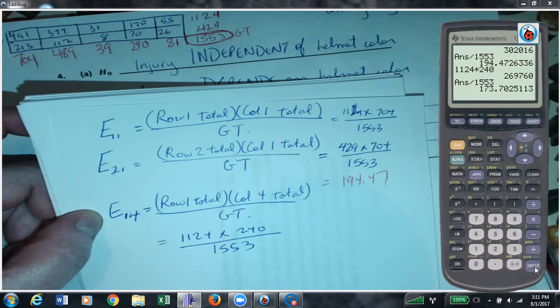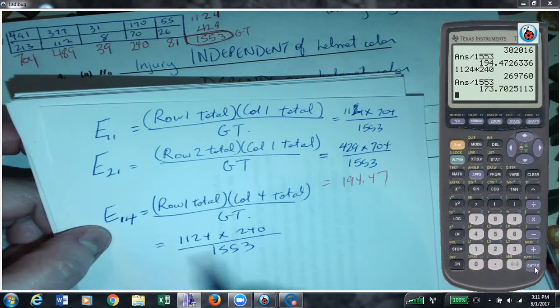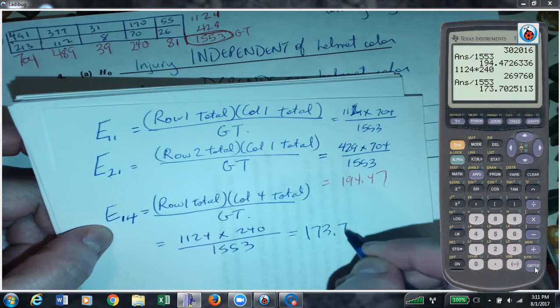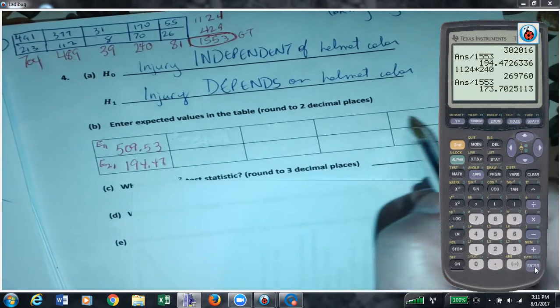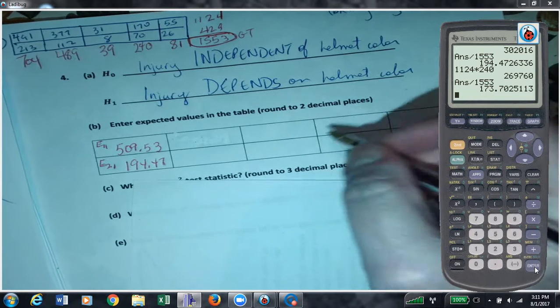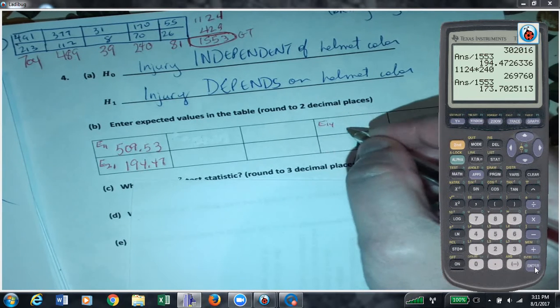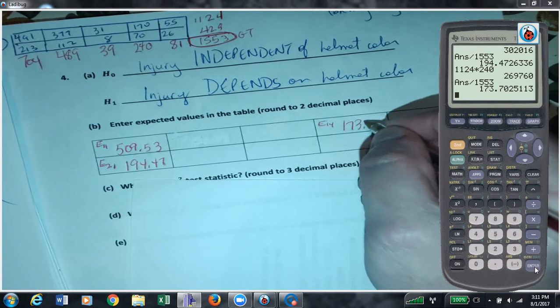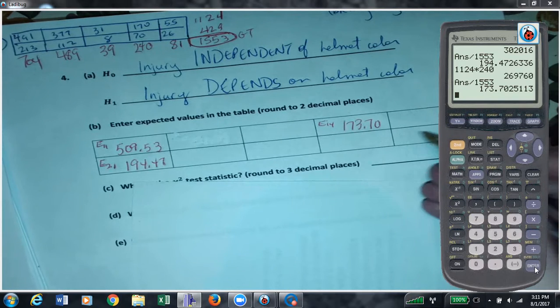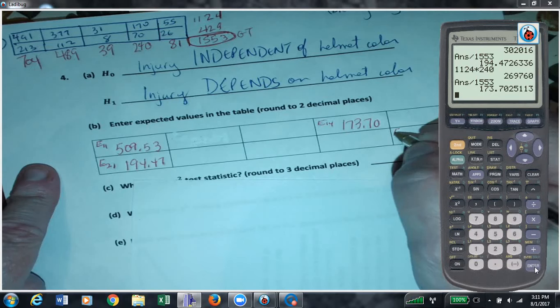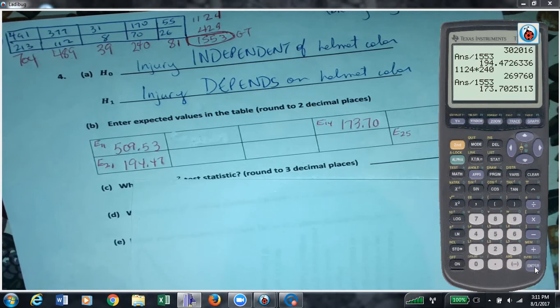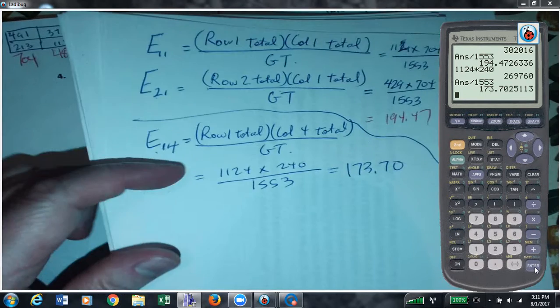So 173.70. That is my expected value in row 1, column 4. What about this one here? Where does he live? He's in row 2, column 5. What's the expected value for row 2, column 5?